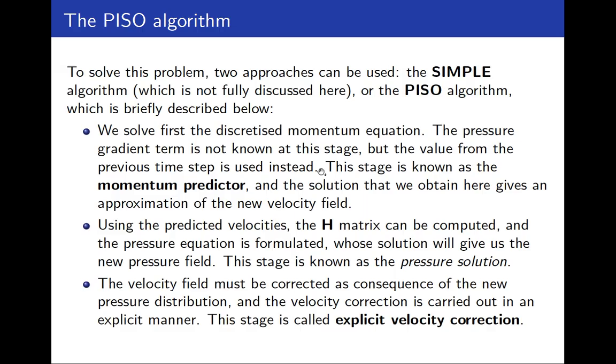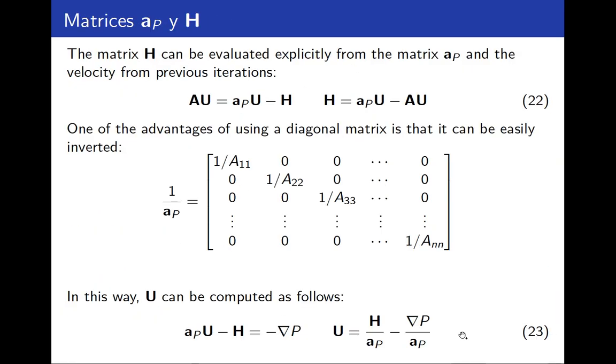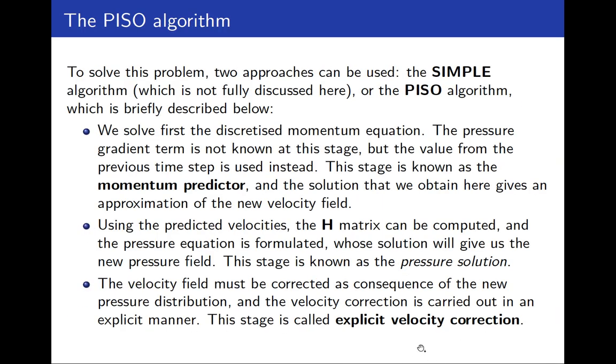So the pressure gradient is not known at this stage, but the value from the previous time step is used instead. So let's say we start by solving the momentum equation using the initial values of pressure. That means the initial conditions that we impose for the pressure field. So this stage is known as the momentum predictor. And from the solution of this equation, we will obtain an approximation of the new velocity field.